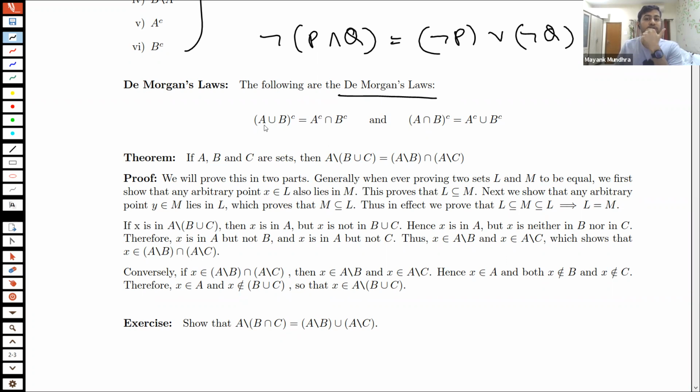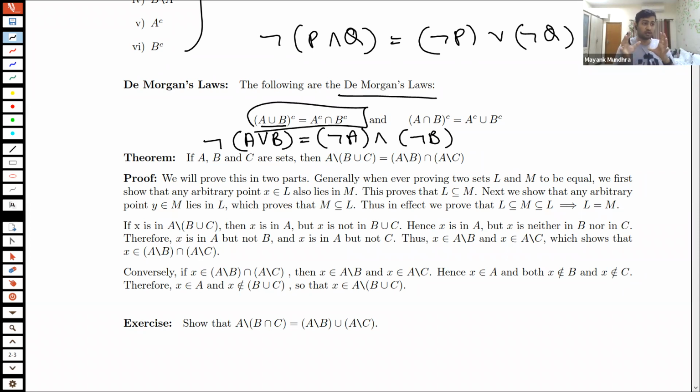Now, De Morgan's laws: A union B complement. What is A union B complement? A union B is set A or set B, and complement is nothing but negation. Complement means not in A union B. So not in A union B means negation of A and negation of B. Now negation A is nothing but A complement and negation B is nothing but B complement, and the union becomes intersection. So these two De Morgan's laws are really related.